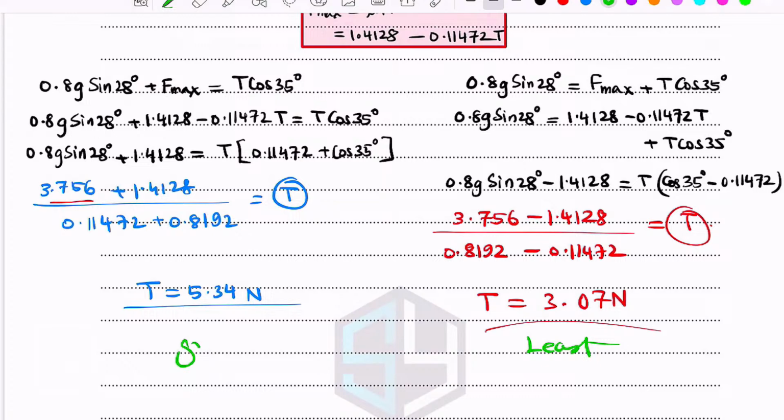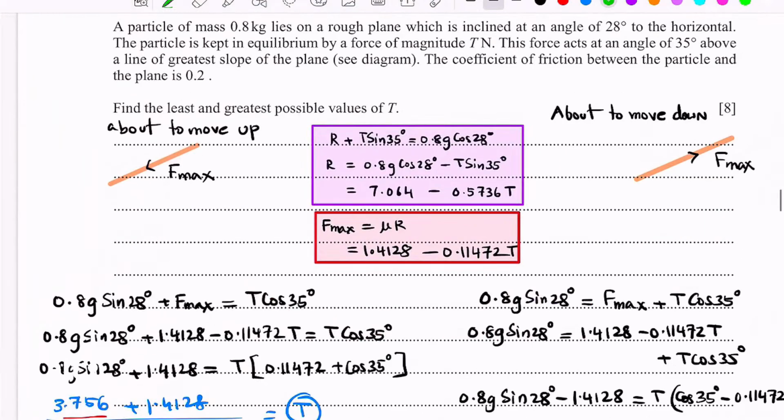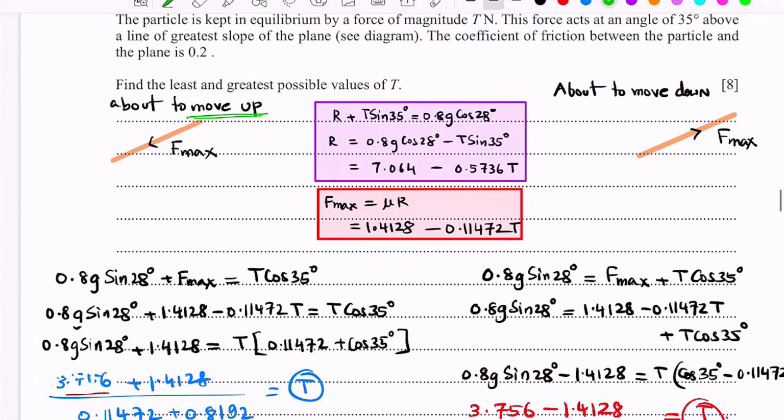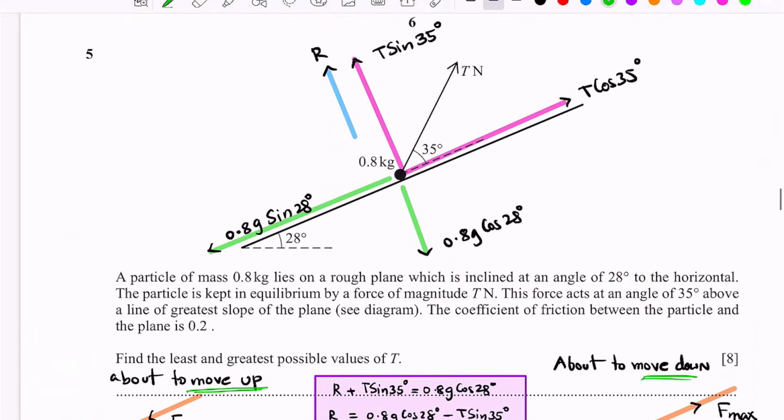Instead of max, let me write greatest. So the greatest value will occur when the particle is about to move up, and the least value will occur when the particle is about to move down. Let me just check the working for this. This is M1, question number 5. So let me look at question number 5.